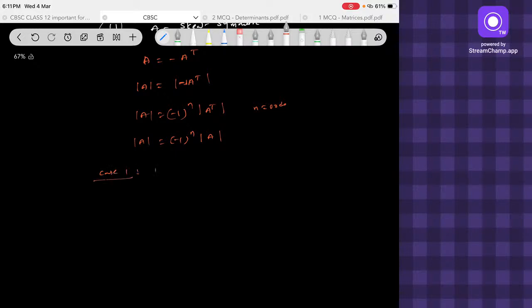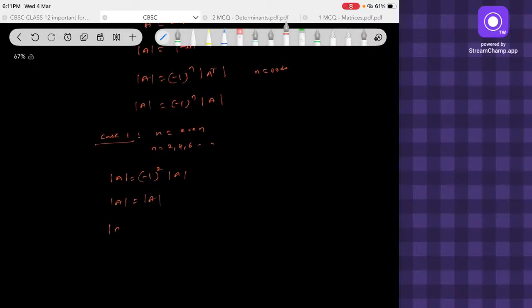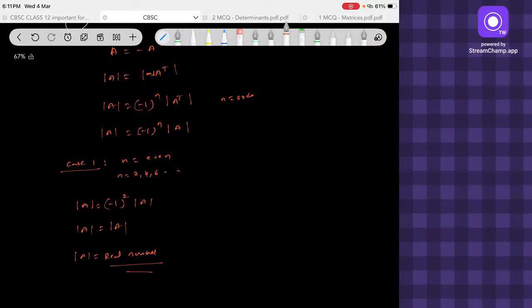Case 1, if n is even, meaning the order is 2, 4, 6 and so on. What happens? Determinant of A is equal to minus 1 square times determinant of A, for example with n equal to 2. That means in this case the determinant can be any real number.